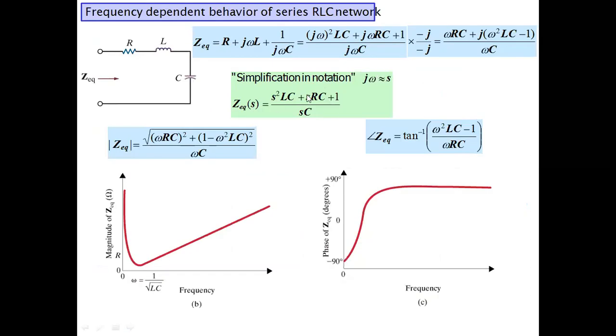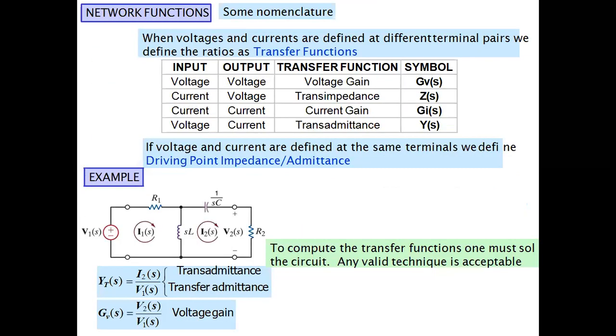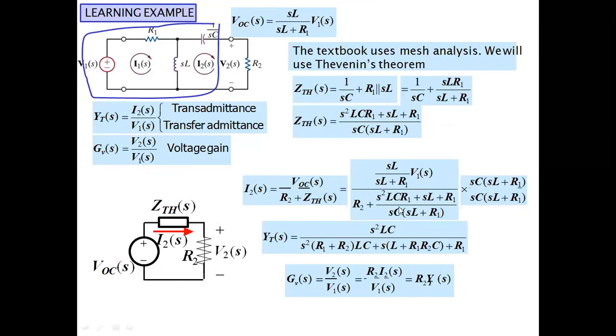I am writing the same equation here. To find the value of Z equivalent, what are we writing? S square LC plus SRC plus 1 plus SC. So if you solve this, S square LC R1 plus SL plus R1, S square LC plus R1, you are writing that value for Z here.